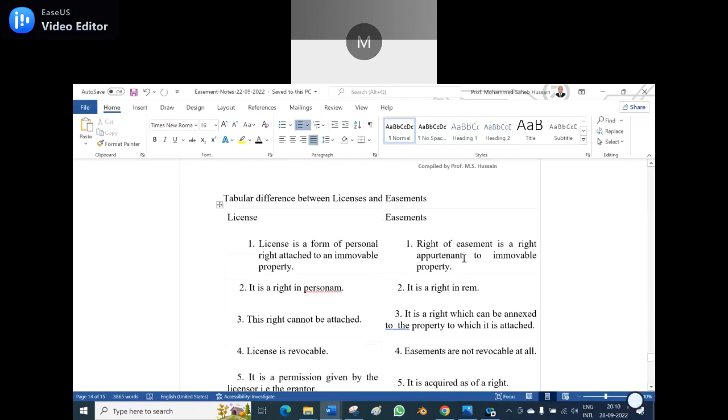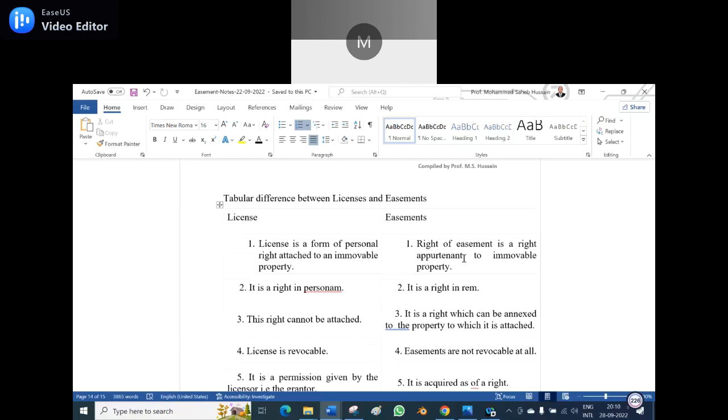So license, on the left hand side, and easement, on the right hand side. On the left hand side, the license: number 1, a license is a form of personal right attached to an immobile property. I already discussed earlier, the license will be given only for the enjoyment of the immobile property. And when you come to the easement, a right of easement is a right appurtenant to immobile property. Yes, this is also immobile property.